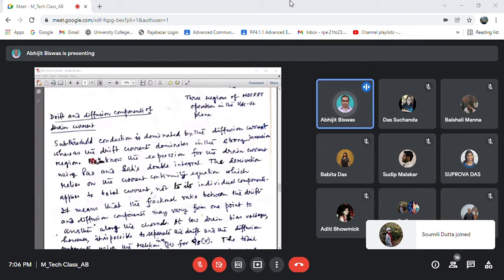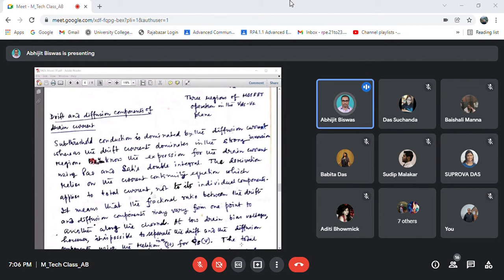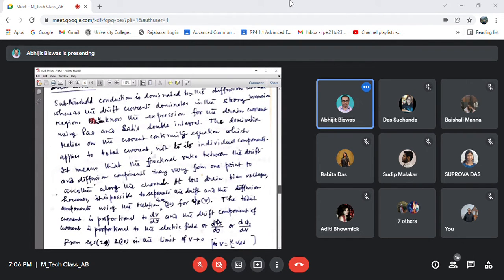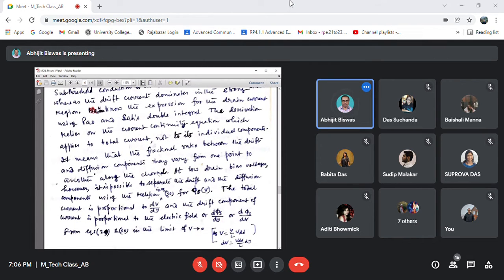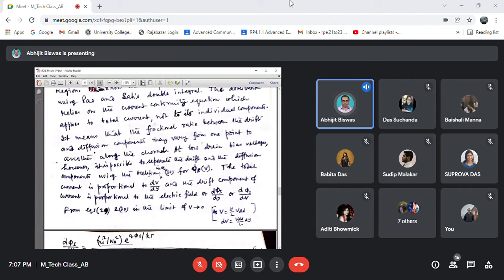And you know the Pao-Sah double integral model for calculating drain current of a MOSFET, where this formulation is applied to the total current only. It is actually based on the current continuity equation, which applies to the total current, not the individual component of current. Therefore, you can easily understand that the fractional ratio between the drift and diffusion component of current may vary from one point to another along the channel.